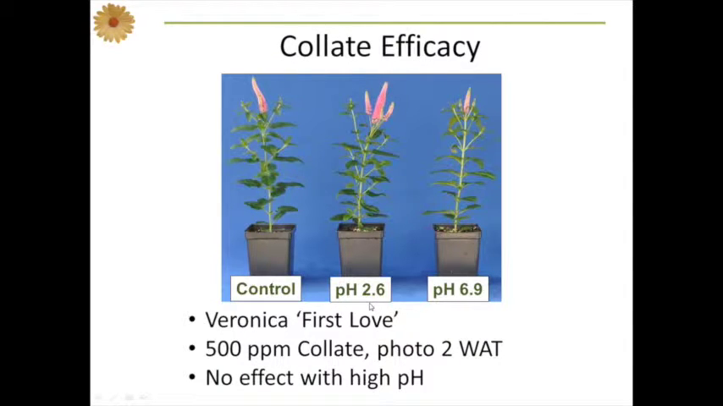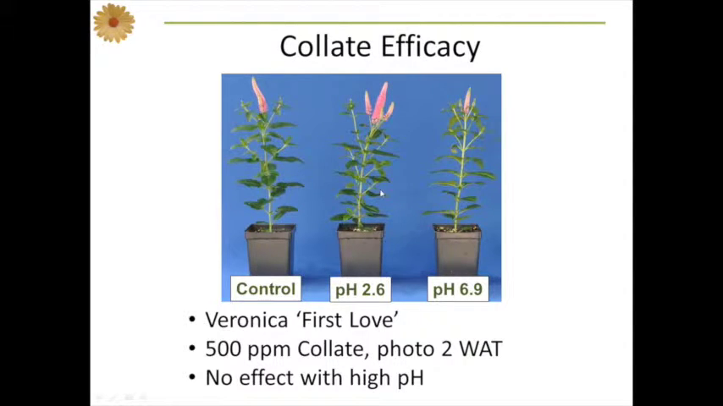We applied it at a final pH of 2.6. And this was, I mentioned earlier that our water here at Virginia Tech is very low alkalinity, a pH of 7. When we added the normal solution at a concentration of 500 parts per million, the pH of our spray solution was 2.6. We had a lot of ethylene activity.